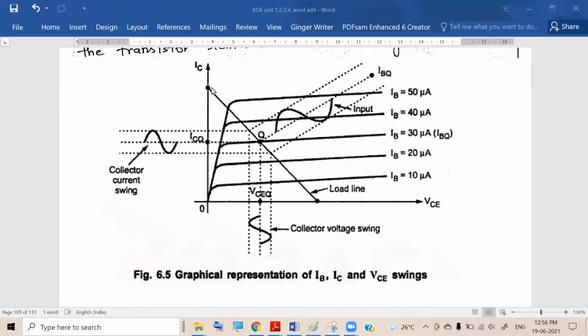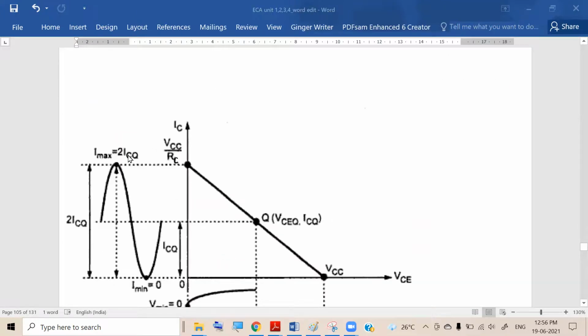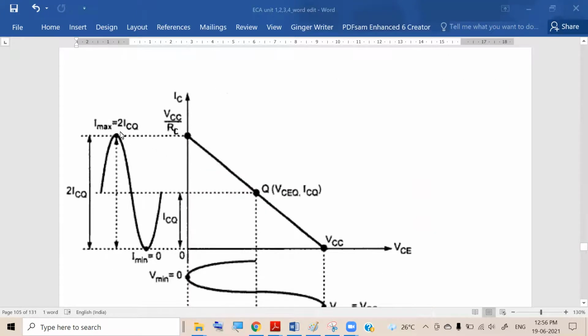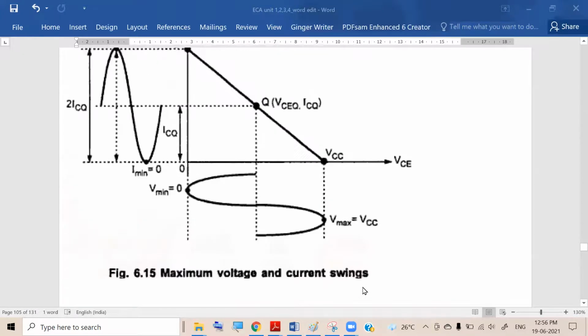2 ICQ. Very good. So that point is 2 ICQ. So now we got I max, the maximum swing along the y-axis, is 2 ICQ. V max, the maximum swing along the VCE axis we can get, is VCC. Now we have to use this and proceed with our derivation.